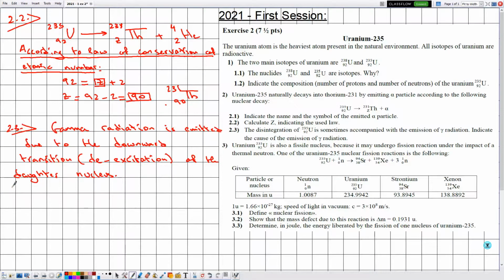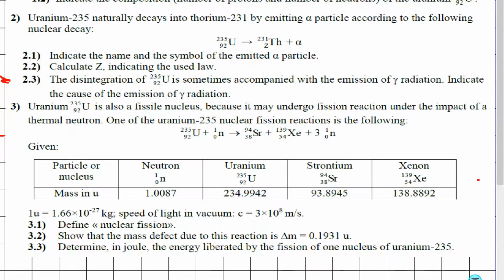Now we have reached number 3. Now they are telling us that uranium-235 is also a fissile nucleus because it may undergo a fission reaction under the impact of a thermal neutron. Then according to this reaction, this is the thermal neutron and this is the uranium-235. One of the uranium-235 nuclear fission reactions is the following.